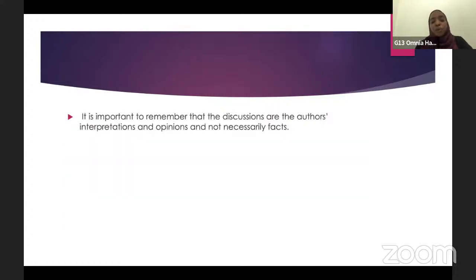It's important to remember that the discussions are the author's interpretations and opinions and not necessarily facts. So we will read the discussion, but at the end, we need to have our own opinion whether this article or research paper attained their objectives or not. And are we convinced with their methodology or not? Are the results reliable or not?